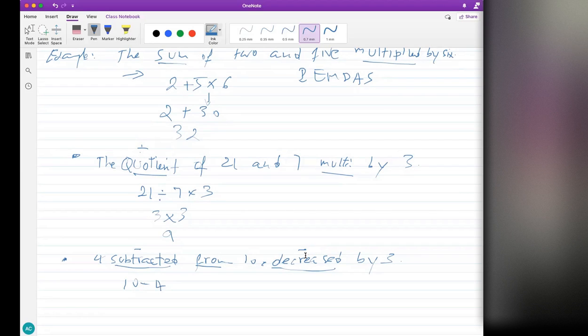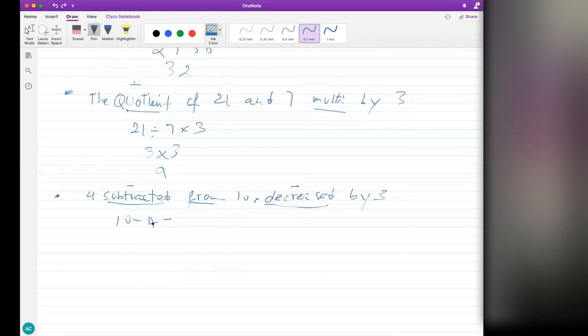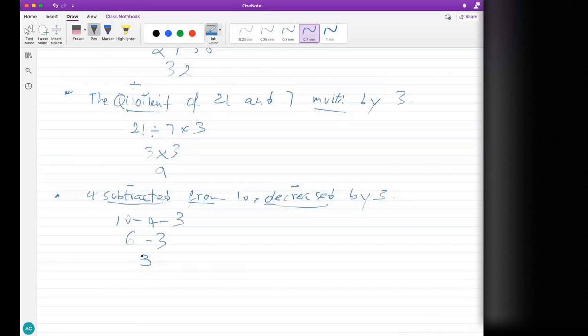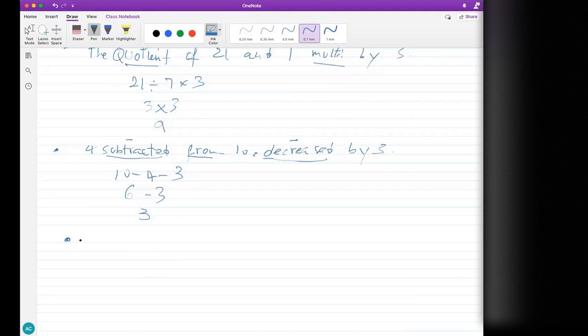So decreased by is another minus here, 3. Then you do left to right. Again, additions and subtractions together go left to right. So we're going to do this first. That's 6. Take away 3, which is 3.